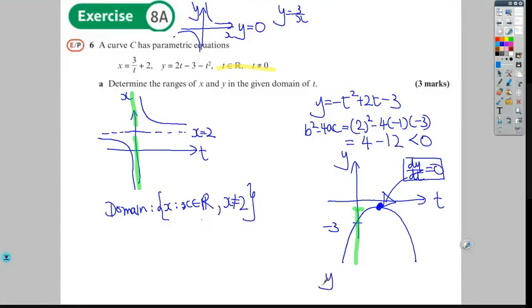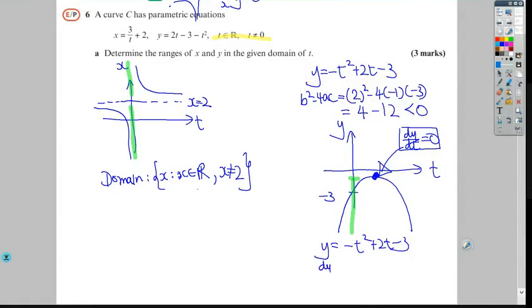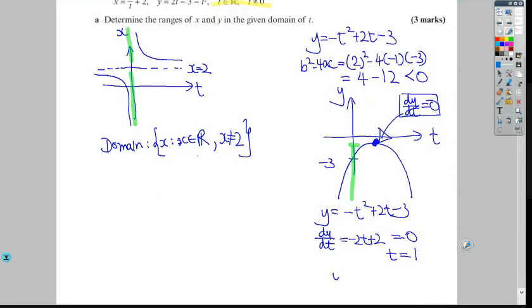As you can see, once again, this is the turning point, and we know that at the turning point the gradient is flat. So because it's y against t, we call this dy by dt equals 0, and in that case we can just differentiate and check. Since y equals minus t squared plus 2t minus 3, we have dy by dt equals minus 2t plus 2, equate that to 0.